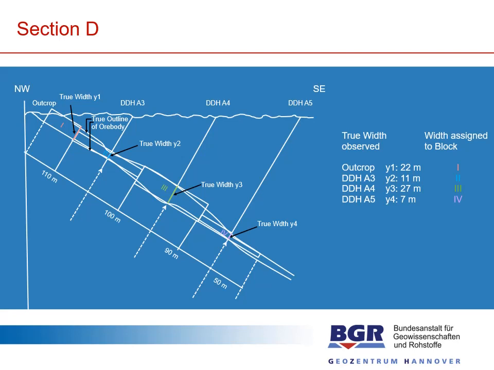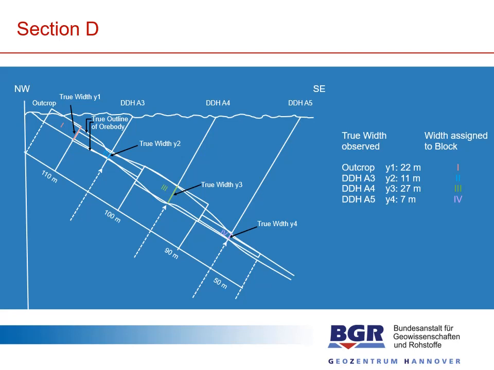When you've done that for all four blocks on this section, you sum up the surface area of this section, and now you have to multiply the result with half the distance to the next cross section on the west and half the distance to the next cross section on the east, which in this case is both 50 meters. So you have your surface results in square meters and multiply this with 100.